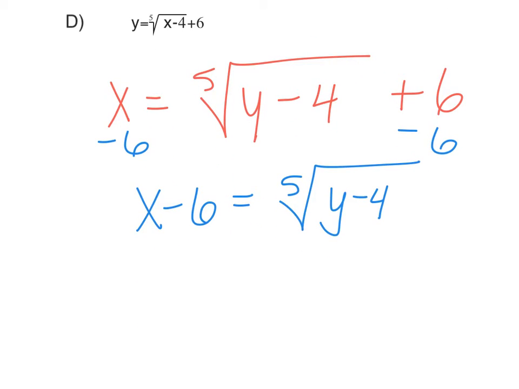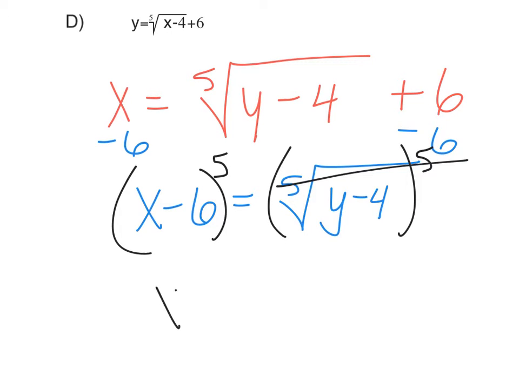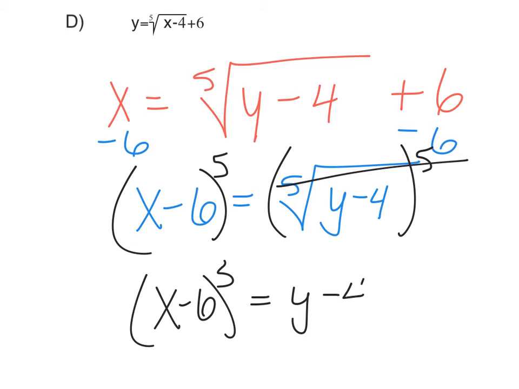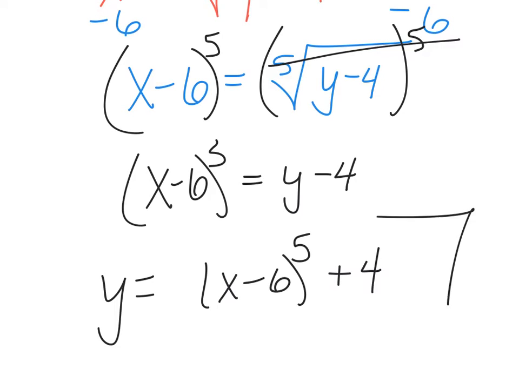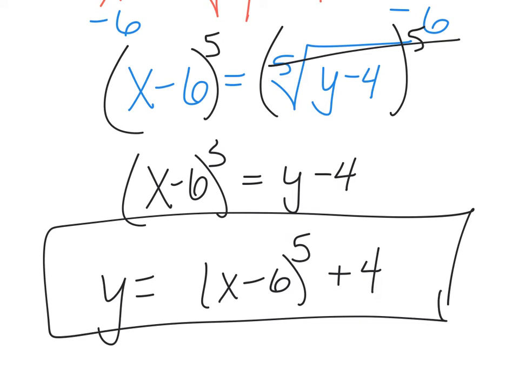Now, just like a cubed root or a square root, we did its inverse. We're going to do the inverse of the 5th root, which is raising each side to the 5th. So we'll zap out, and I've got x minus 6 to the 5th equals y minus 4. One last step to add that over, so I would say y equals x minus 6 to the 5th plus 4. And again, this is my symbol for inverse, or my notation for inverse.